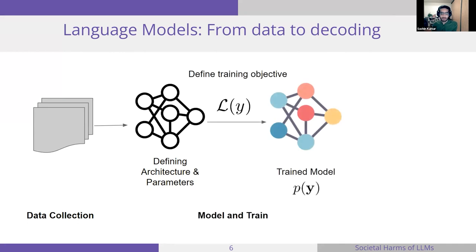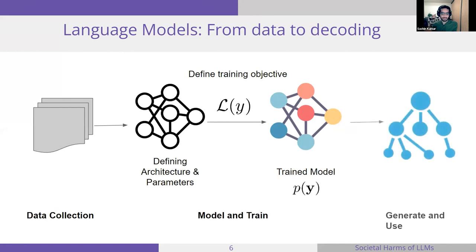We then define a loss function to train this model by maximizing, for example, the likelihood of the training data, and obtain a trained model, P of Y. Once these models are trained, you could distribute them, for example, via an API, as GPT-3 does these days, and you could use them in your applications based on different decoding strategies, depending on the kind of output the user requires.